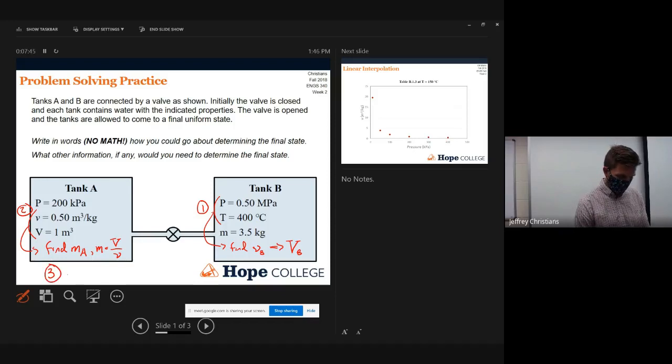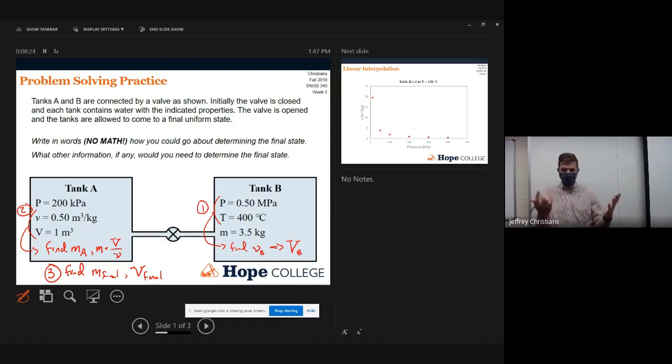Step 3 would be to find the final mass, and the final volume, and then use that to find the final specific volume. So ultimately what we're asking, if we're trying to find the final state, we need to find 2 independent properties of it, right? One of those can be specific volume.